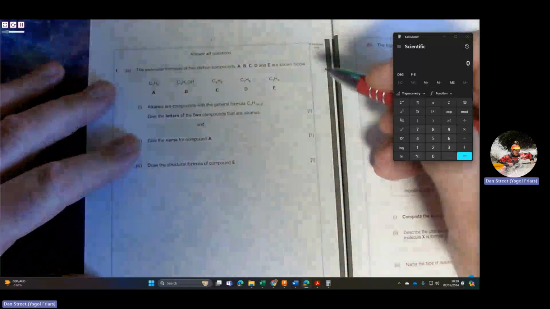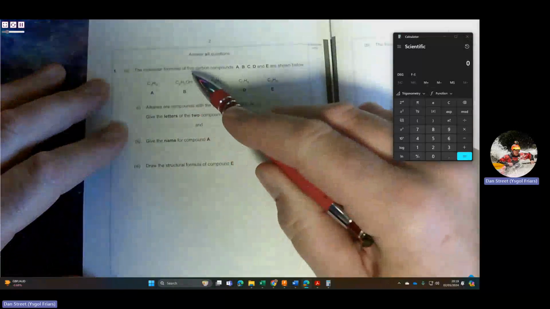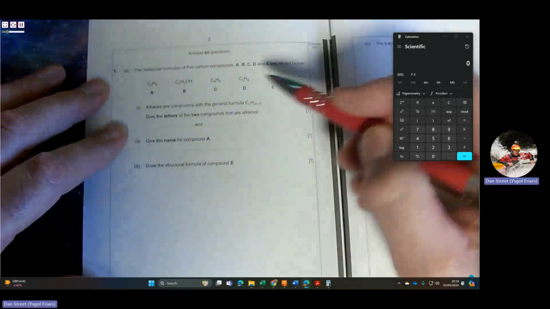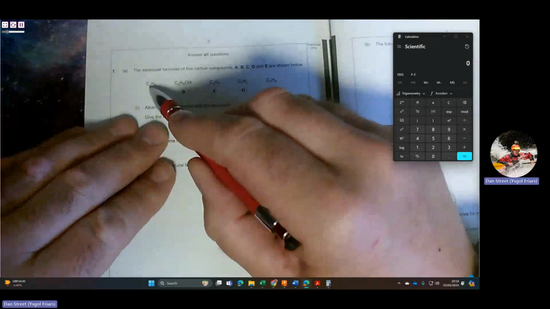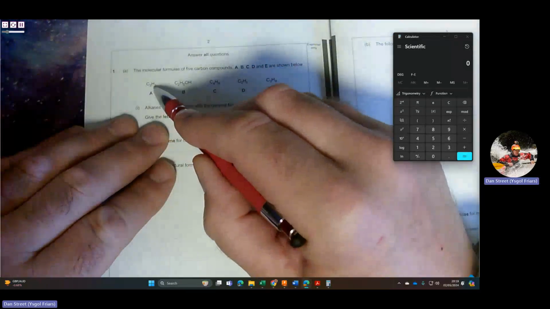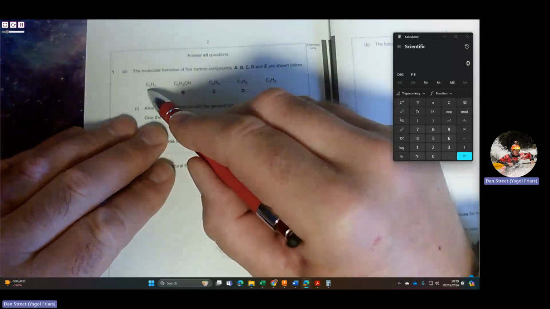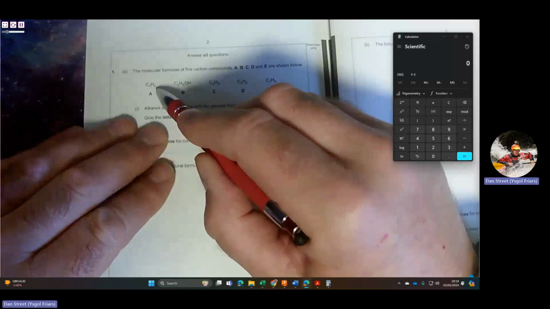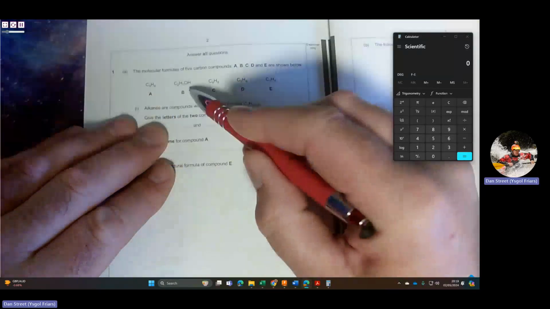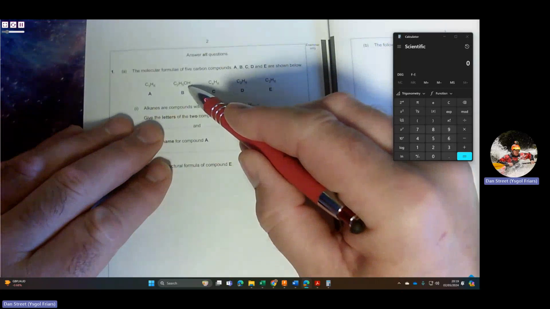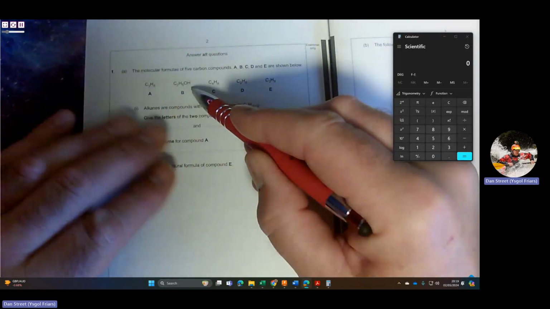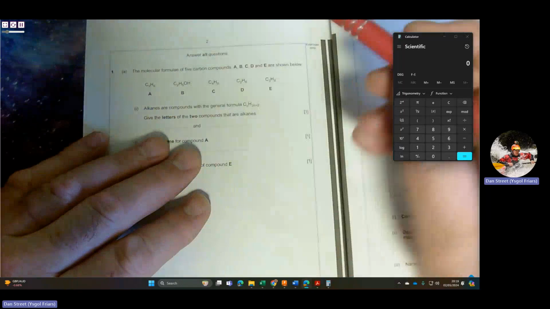As you can see, question number 1 is taken from the organic chemistry or the crude oil section of the syllabus. It tells us that the molecular formula of 5 carbon compounds A, B, C, D, and E are shown below. If we look at these, we might recognize C3H6. That would come from the general formula CnH2n, which makes it an alkene. This has got the OH group on, which comes from the alcohols. You might remember that from the fuel experiment that you did.